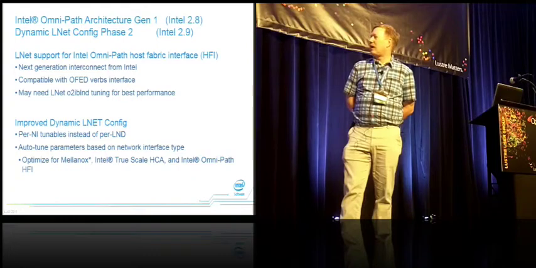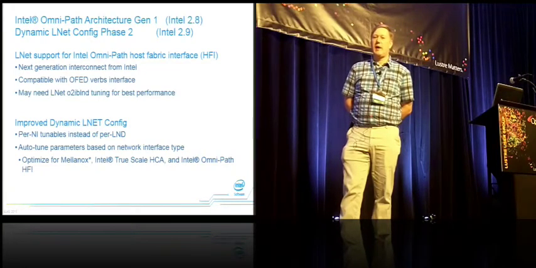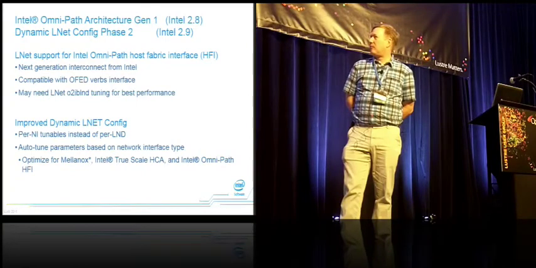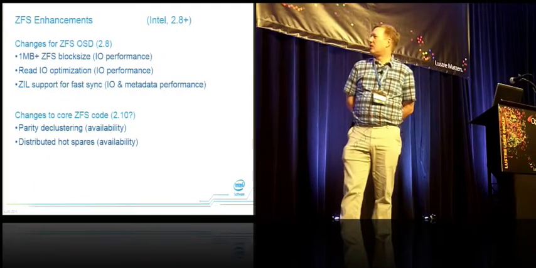And so continuing on with dynamic LNet config, that was landed initially in 2.7. It's going to work on allowing per network interface tunables, which in WAN or other environments where you have, let's say, two InfiniBand adapters in the same node, but they need different tunables on either side, the DLC2 will allow you to set different tunables. And so that's probably not going to make it into 2.8. That's into the 2.9 range, or the target at least.